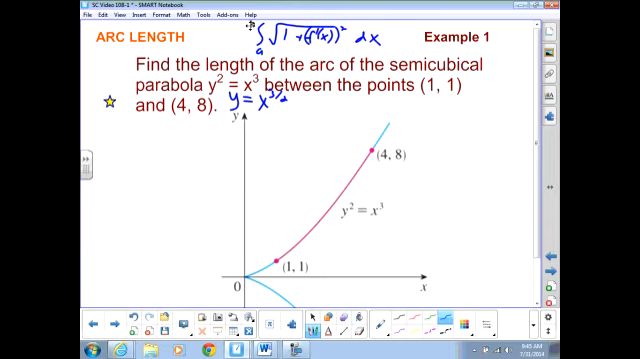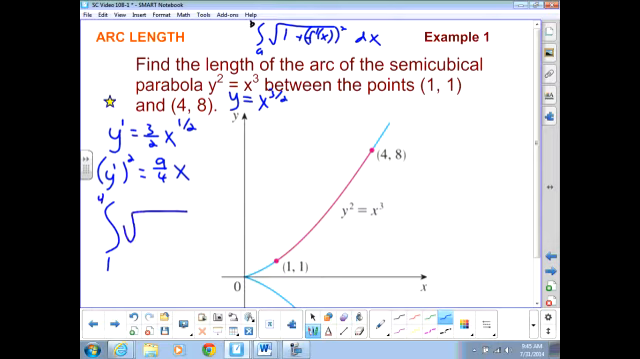So let's see what the derivative squared would be. So y prime would be 3/2 x to the 1/2. When we square that, we'll get 9/4 x. So that's what we'll put in for f prime x squared. When we do our integral, our x values, we're going from 1 to 4. And we're going to have the square root of 1 plus, we just determined that our derivative squared was 9/4 x. And then we'll have our dx.